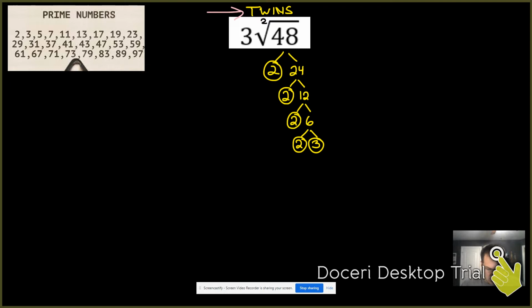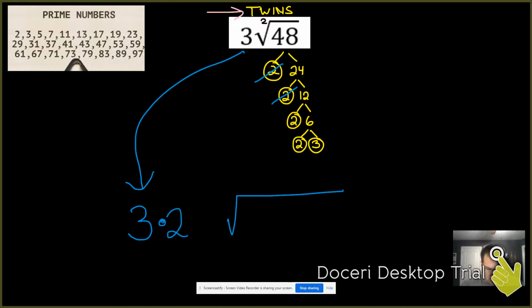Let's go ahead and draw our radical. We have this 3 that's acting as the escape card. Go ahead and write that first. Now we're going to find twins. Here's 2 sets of 2. Cross those out. One survives, one dies and gets to escape. Do I have any other twins? Do I have the same number mentioned twice? Yes, I do. 2 is mentioned twice again. Cross those out, one survives.